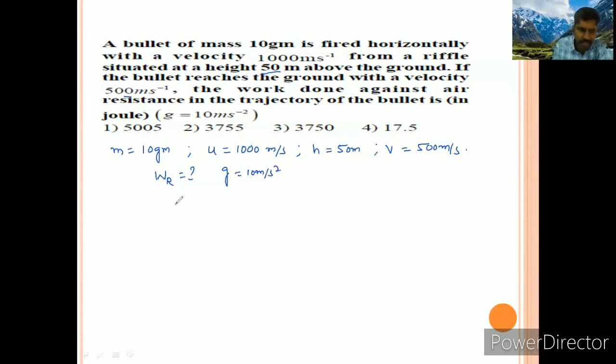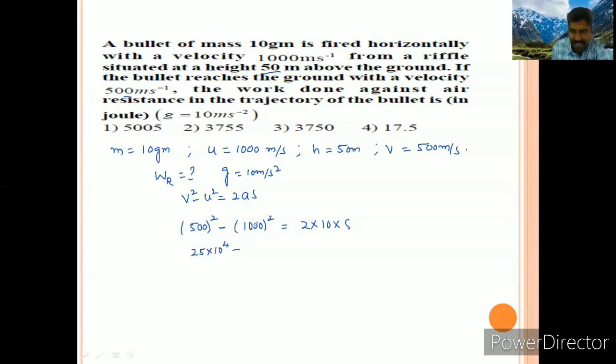The g value is given as 10 meter per second square. We know the equation of motion: v square minus u square is equal to 2as. We can write, final 500 whole square minus u value 1000 whole square is equal to 2a, meaning 10 s, with acceleration due to gravity. So how much can we get here? 25 into 10 to the power of 4.